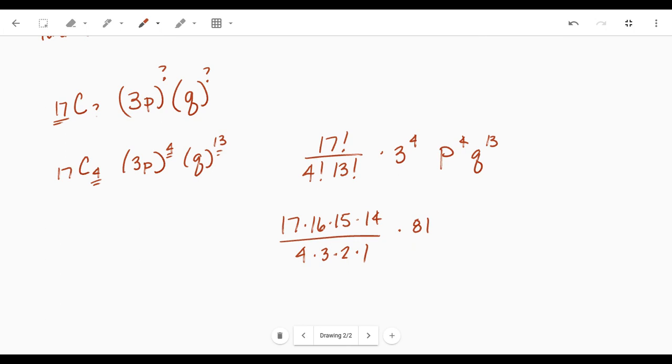Now we can just simplify it. And you're going to use your calculator. Okay, so 17 times 16 times 15 times 14 times 81 divided by 4 times 3 times 2. And so it is 192,780. And that would be the coefficient of that term in our expansion. Okay, we'll do another one.